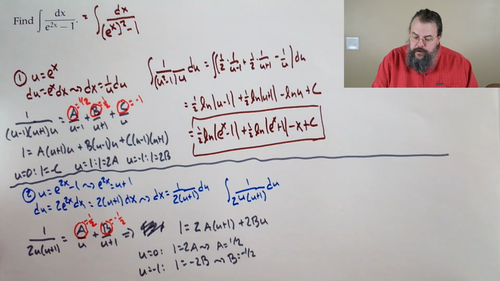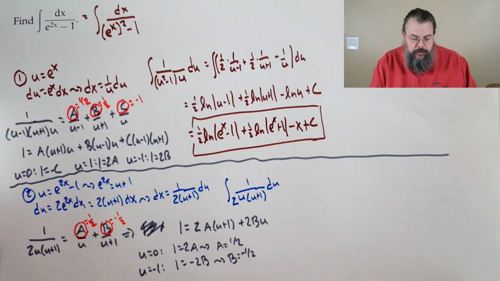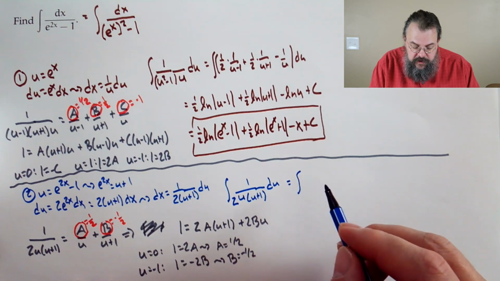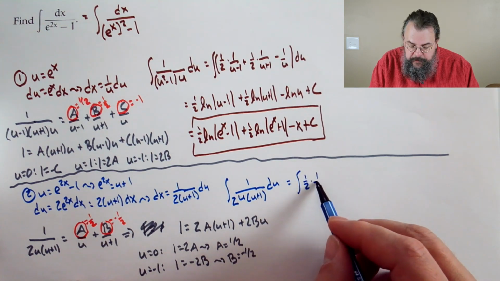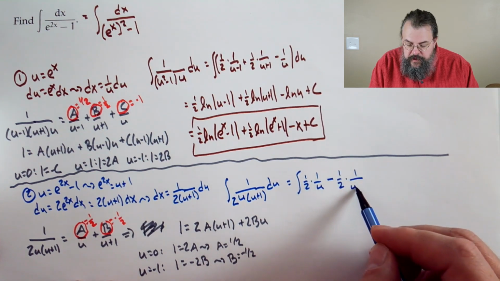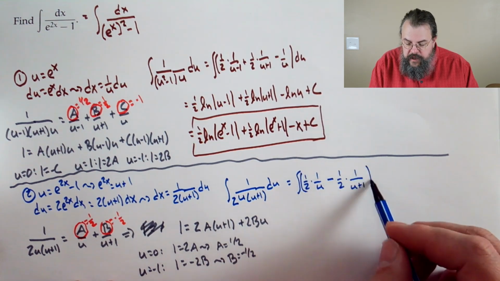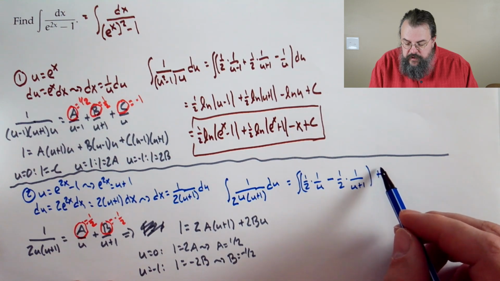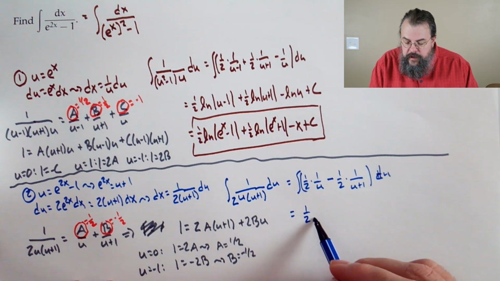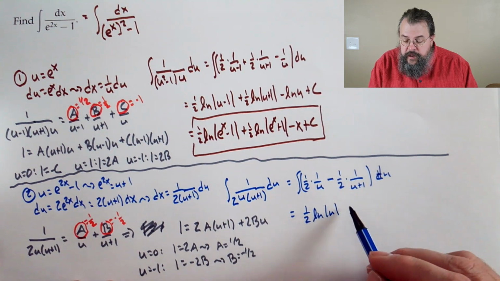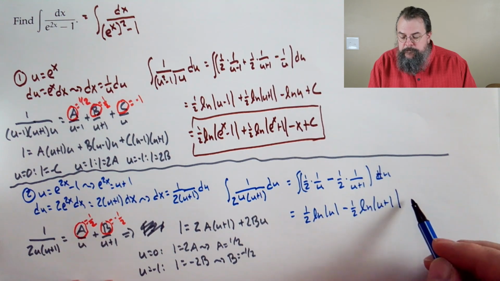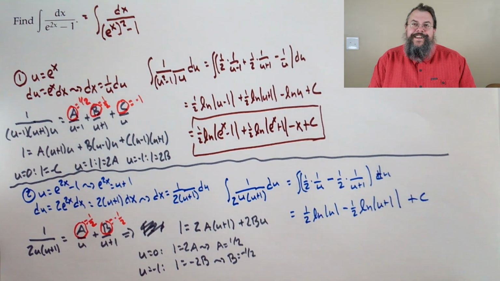So now we update. So what does our integral become? This becomes the integral of 1/2 times 1 over u minus 1/2 times 1 over u plus 1, and of course, du. And now when we integrate, that's 1/2 log of u minus 1/2 log of u plus 1. Now we have our plus c. All right, good.